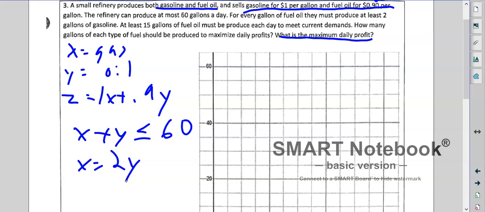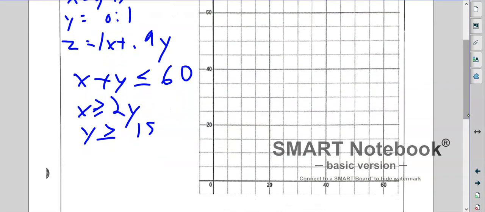It also says at least 15 gallons of fuel oil must be produced each day. So y has to be greater than or equal to 15. So x actually has to be greater than or equal to 2y, because they have to produce at least twice. All right? So, also, we have x greater than or equal to 0, and y greater than or equal to 0, just to put us in the first quadrant there.